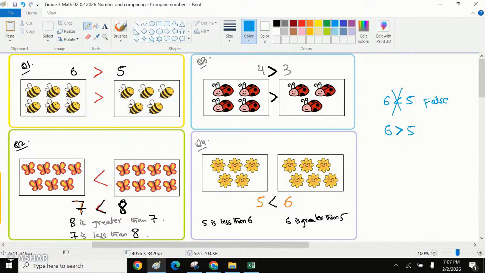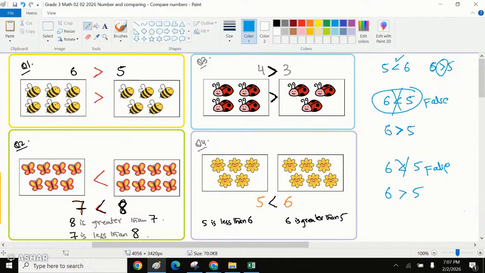Aiken, you are again writing the same thing. You are writing 6 is less than 5. That is false, right? Please don't write this. You need to use this sign. Or rather than typing this, just write 5 is less than 6. If you cannot find the other sign, just simply write 5 is less than 6, or 6 is greater than 5. If you cannot find this, write this.